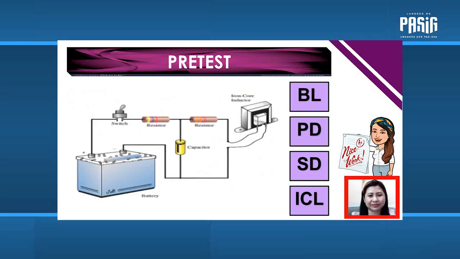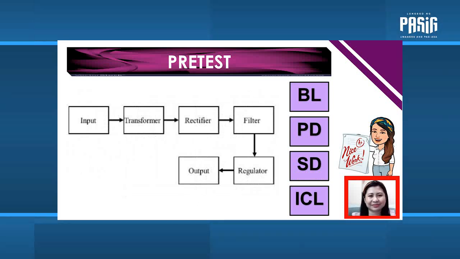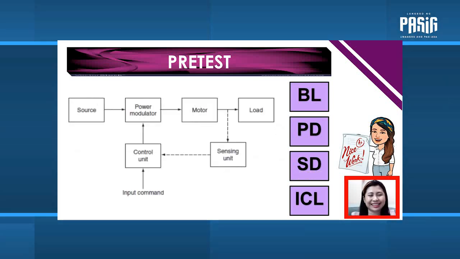6, pictorial diagram. 7, a schematic diagram. 8, block diagram. Number 9, schematic diagram. And last number, block diagram. So probably now you have an idea of how each diagram looks like.